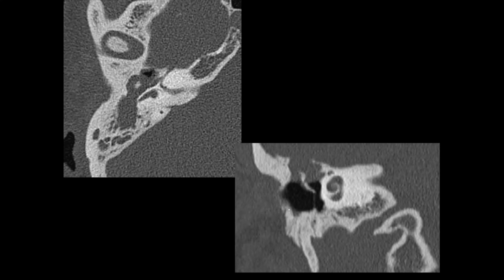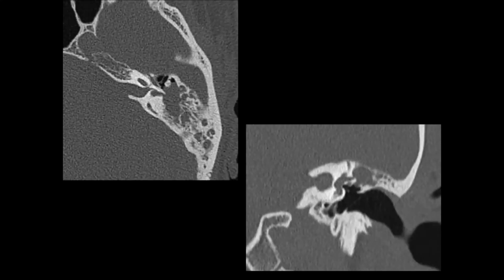On the coronal image here, you can see this is the scutum, which is blunted. Normally you would expect a nice little triangle coming out here. And then you can see that there is this frank defect in the tegmen tympani. And so something like this, we would recommend an MR just to make sure there isn't an underlying cephalocele coming from above, projecting into that middle ear cavity.